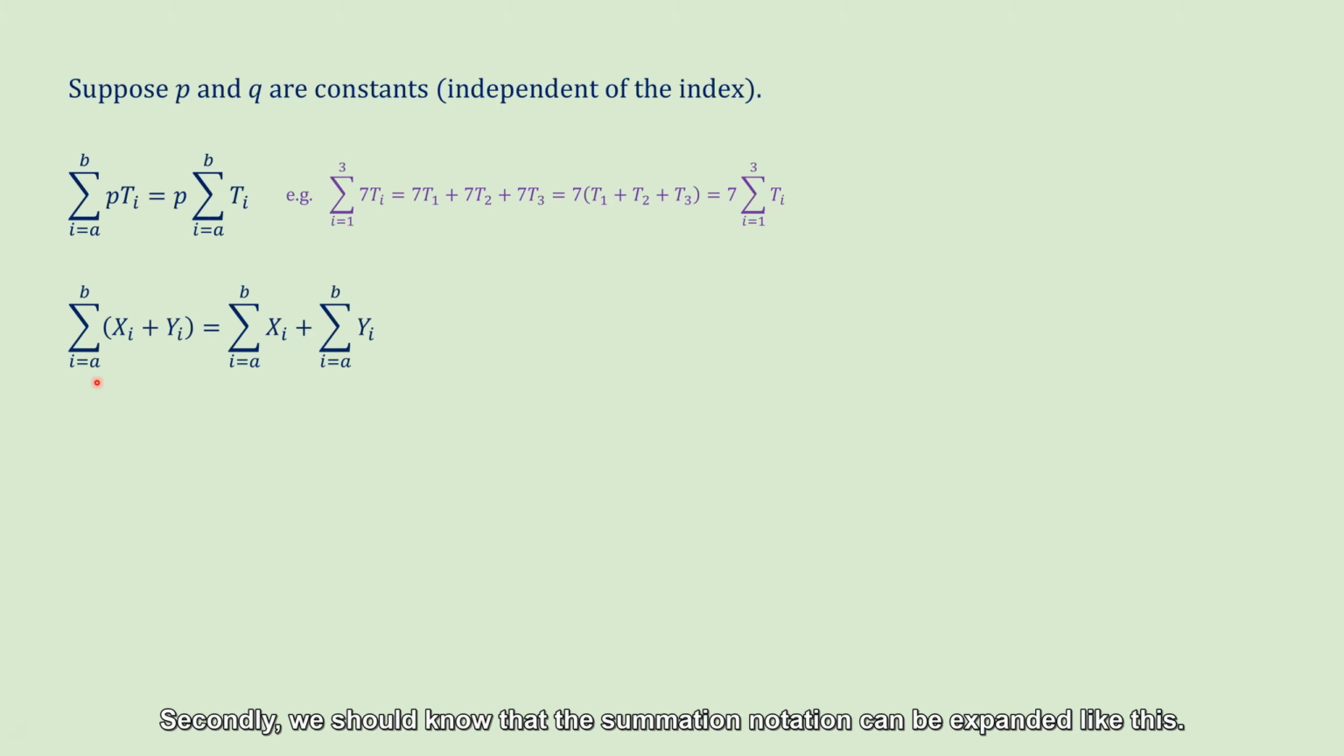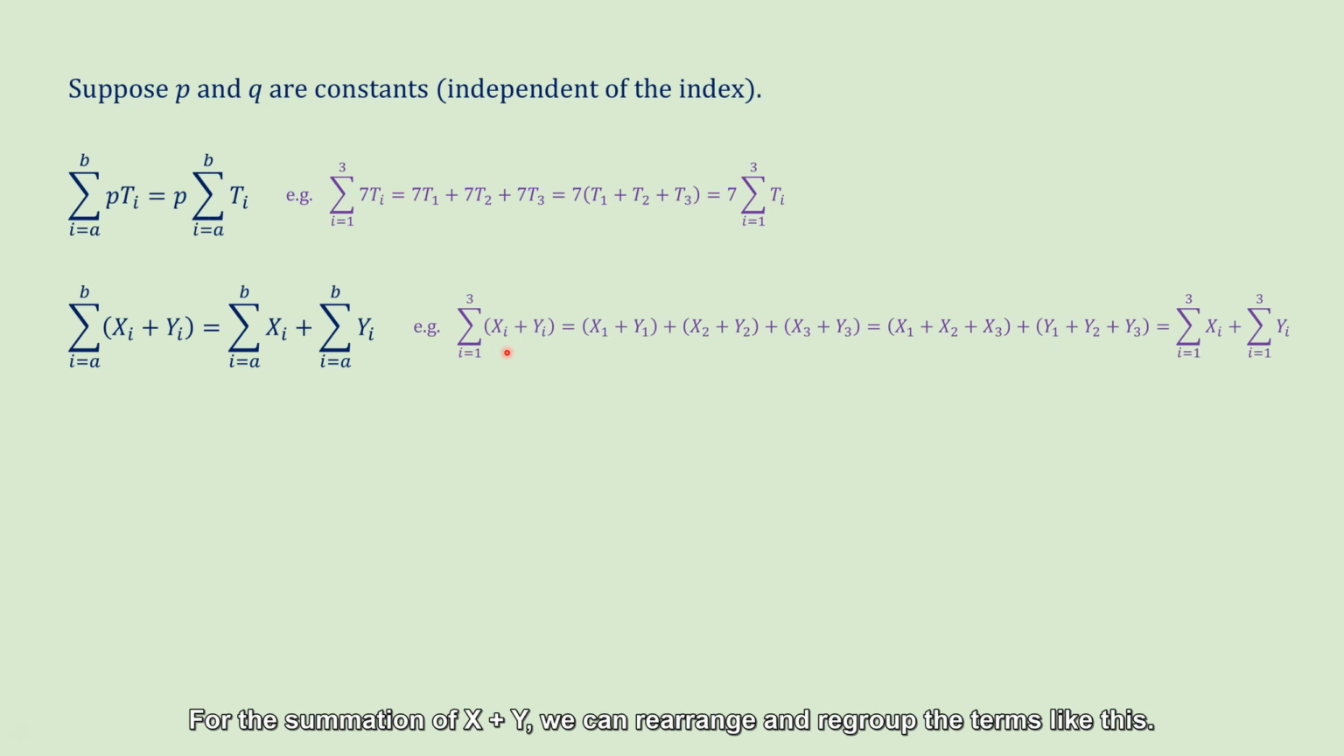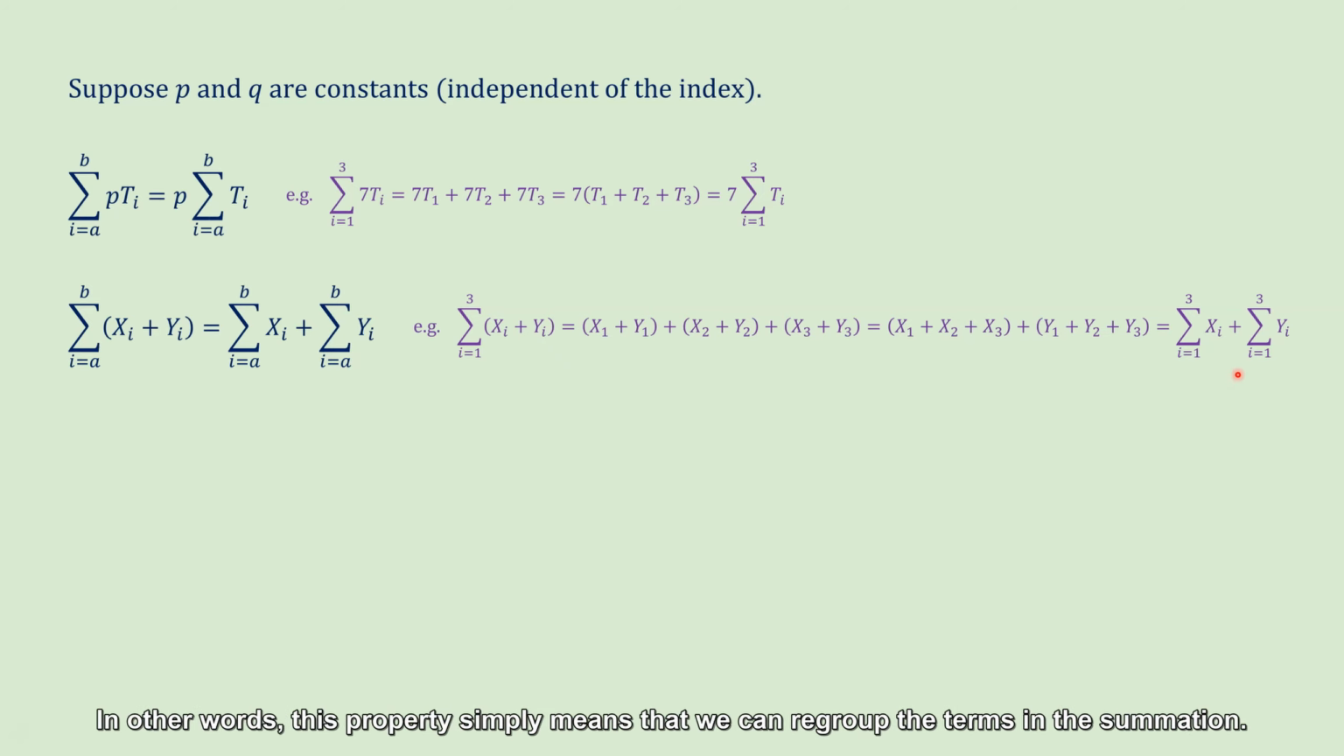Secondly, we should know that the summation notation can be expanded like this. Summation of x plus y is equal to summation of x plus summation of y. To understand this, we can take a look at this example. For the summation of x plus y, we can rearrange and regroup the terms like this. In other words, this property simply means that we can regroup the terms in the summation.